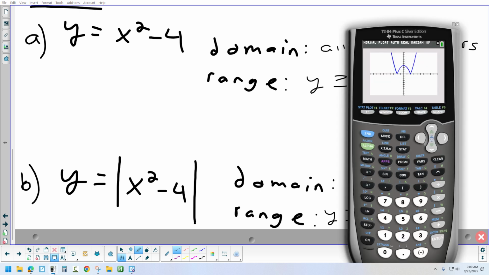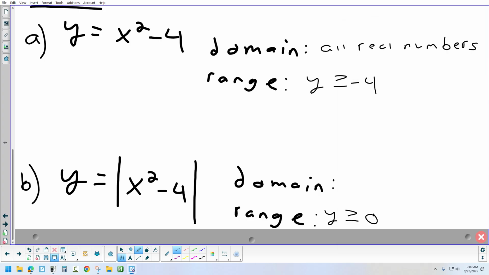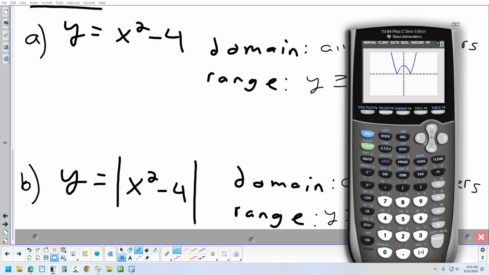And what effect did that have on the domain? It's not all real numbers. It's still all real numbers. Right? You still aren't taking the square root here, and you're not having a fraction with a letter in the bottom. So we didn't affect the domain at all. Okay, but again, the point of that was really just to show you how to type in absolute value. Any questions on that?